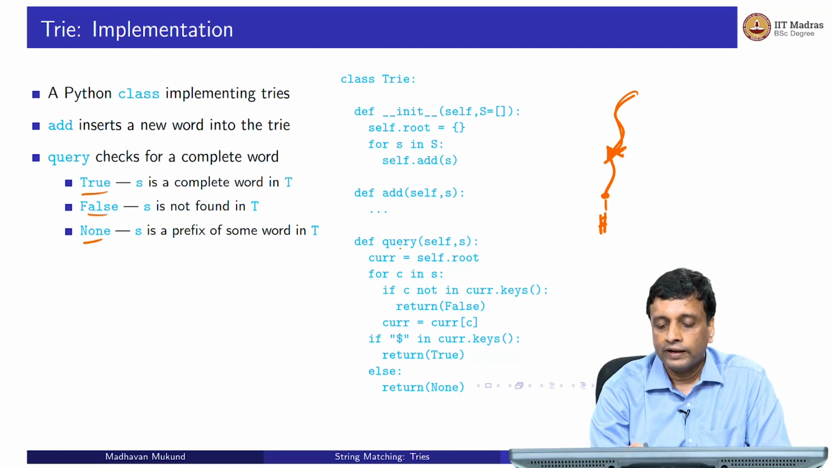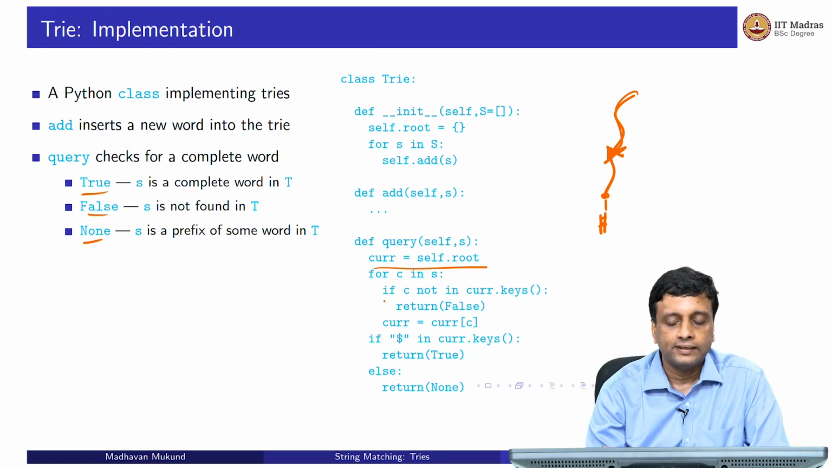So I start at the root and I start walking down. In add, when we did not find something, we added the key. So here, if it is not in the keys, then we return false, saying that we have reached a point where we got stuck, right? Otherwise, we go to the next key and we keep going down, right?